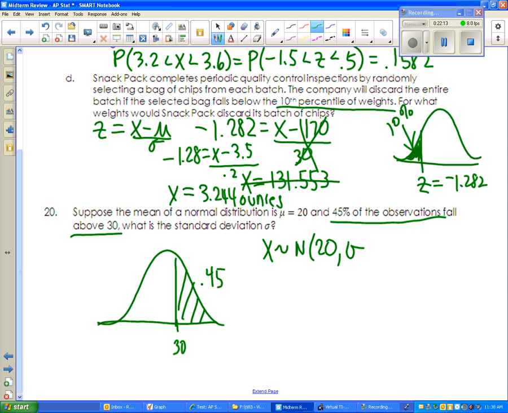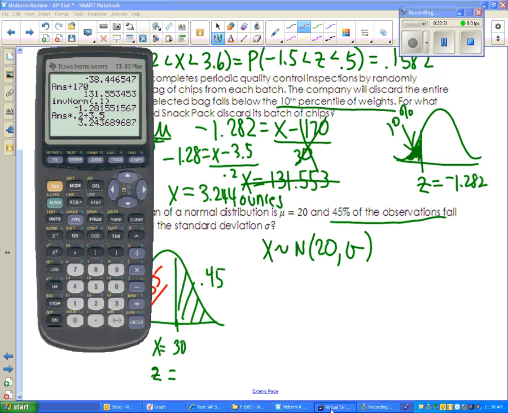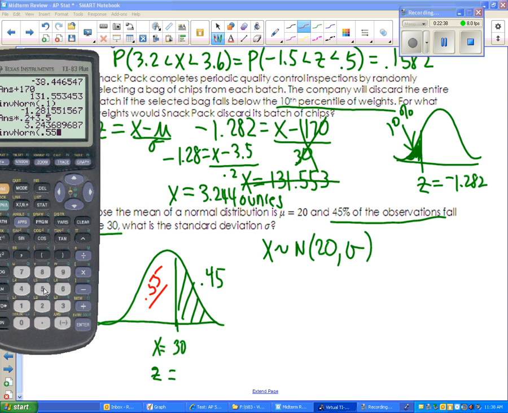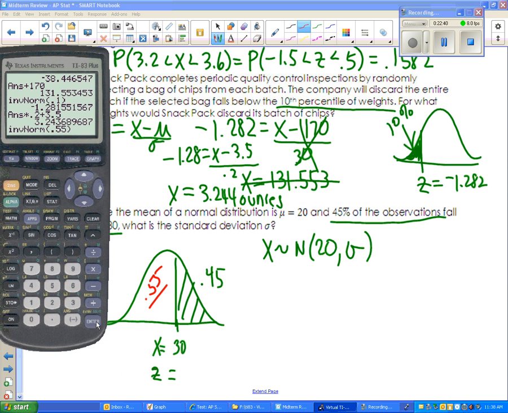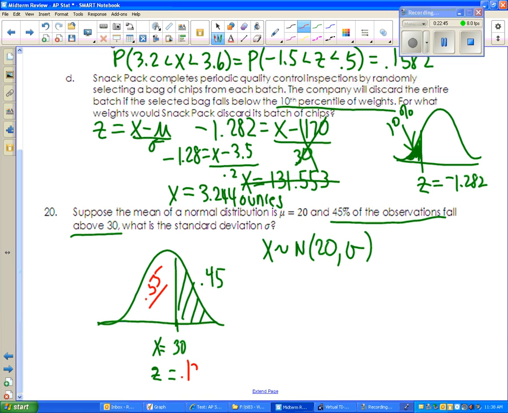But I don't know the standard deviation in this problem. So if I'm going to find it, I know that my x value in this case is equal to 30. I can figure out the z value, again, using the inverse normal distribution, except when I enter the area, I have to enter in the lower side of this. So again, I'm going to use the inverse normal operation, and the lower area is 0.55, or 55%. And that'll give me a z value of 0.1257.